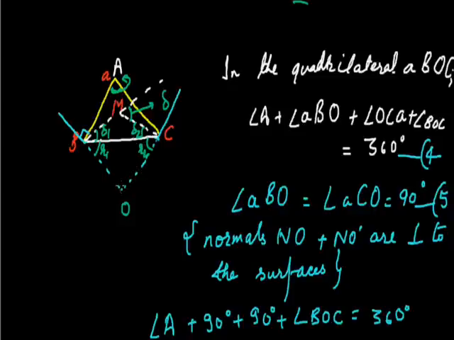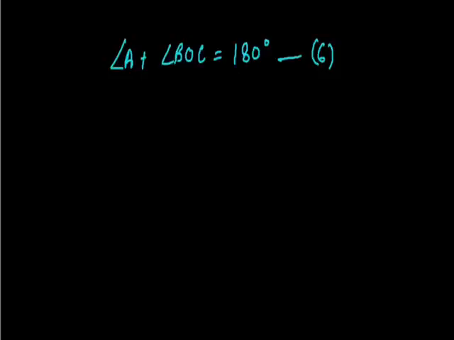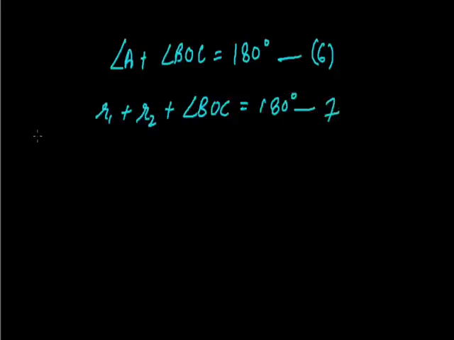then in triangle BCO, by the triangle property that the three angles of the triangle always add up to 180 degrees, we can write with this diagram angle R1 plus angle R2 plus angle O should be equal to 180 degrees. Let's write it here. R1 plus R2 plus angle BOC is equal to 180 degrees. This is equation 7, and equation 7 uses the triangle sum property of mathematics.